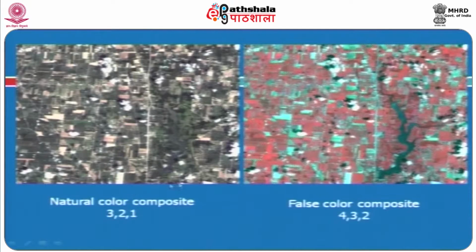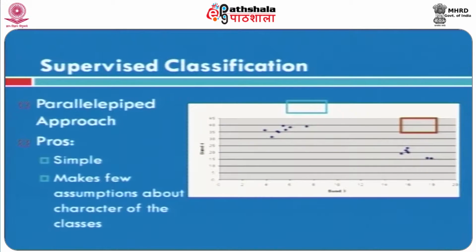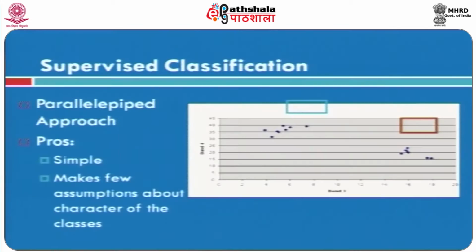So, I have just seen that I can use either a natural color composite or a false color composite. I will now be in a position to satisfactorily supervise the data and classify the data. There are basically two types of classification. One is called supervised classification, and the other is called unsupervised classification. As the name indicates, supervised classification. How are you going to supervise the classification?